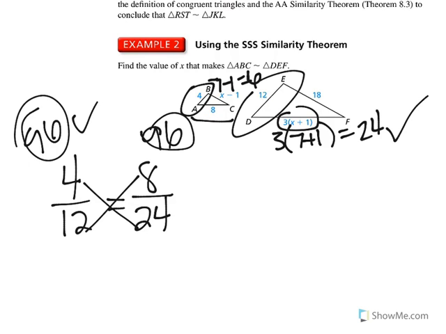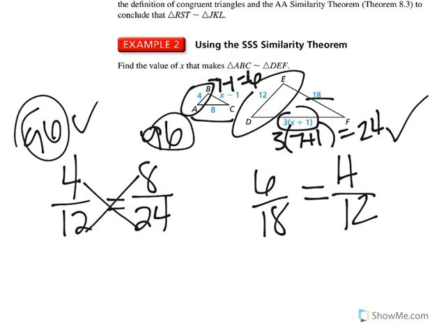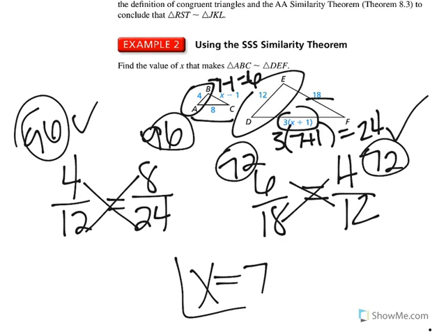Now I want to check and make sure that the other side is proportional as well. If I have BC, which is 6, compared to EF, which is 18, that's going to be equal to AB, which is 4, over DE, which is 12. If I cross multiply and check, I get 12 times 6, which is 72, and 18 times 4, which is 72 as well. So they are indeed proportional. My answer is x equals 7.